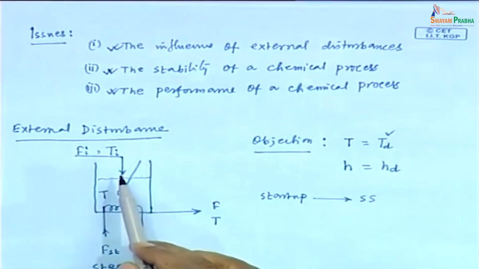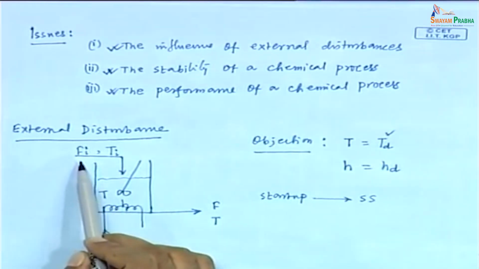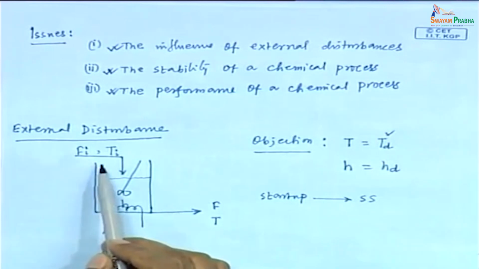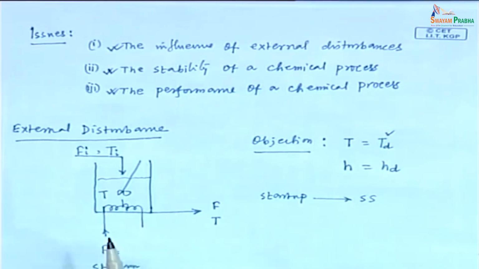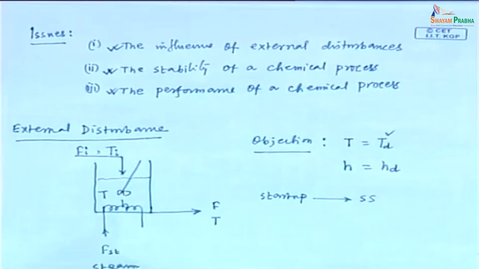Usually the input variables may change with time, not regularly, but maybe in some interval. Say for example this feed inlet flow rate, which is coming from one upstream unit. So we do not have any control on Fi and Ti exactly. So this is the practical case where the input variables may change with time, and that is why we need to devise a control system.